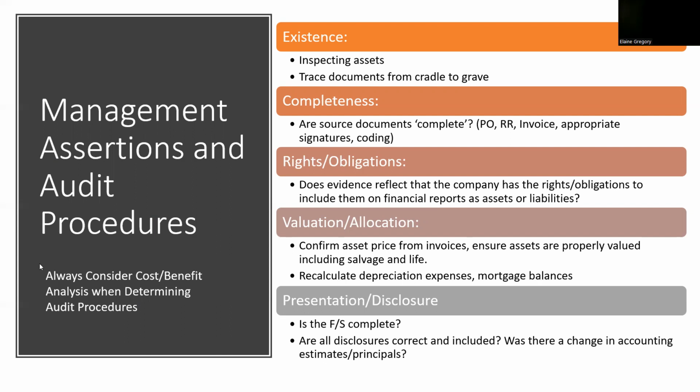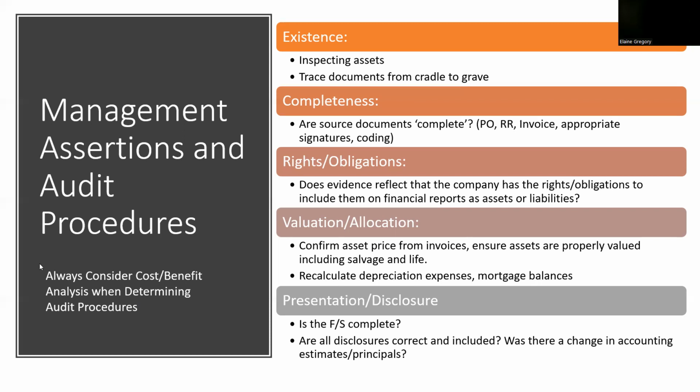So the first thing we want to do is look at the different types of tests. One is the existence. We can inspect assets. We can trace those documents from cradle to grave. We look for completeness. Are those source documents complete? Do they have a purchase order? Do they have a receiving report? Do they have an invoice? Are there appropriate signatures on everything? Double check the coding. Does the coding match what the expense was?